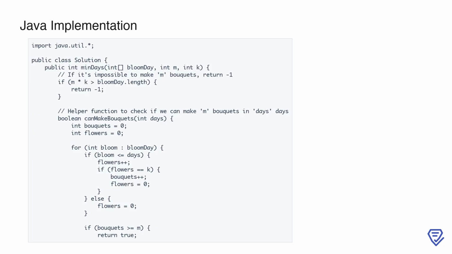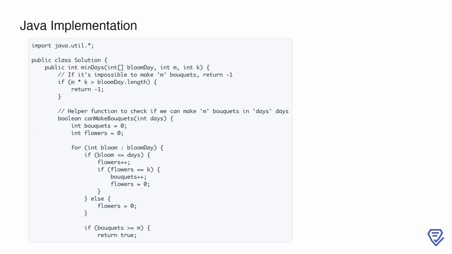Next, we define a helper function canMakeBouquets that determines whether it's possible to create m bouquets within a given number of days, represented by the variable days. Inside this function, we iterate through the bloom day array. If a flower's bloom day is less than or equal to the current days, we count it as a usable flower. Once we gather enough flowers to complete one bouquet, we increment the bouquet counter and reset the flower counter.